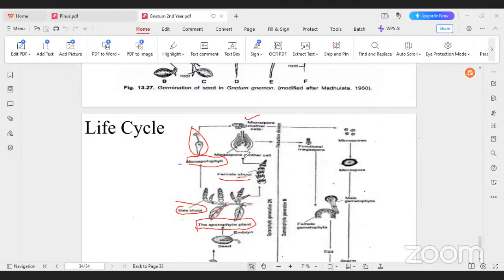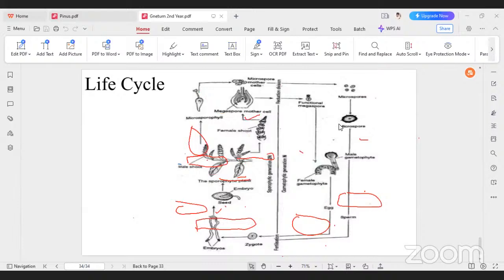Likewise, here also the female cone, megaspore, one of the megaspores, the functional megaspore. From this functional megaspore, the female gametophyte develops inside the nucellar cell. The microspore further develops into the male gametophyte. From the male gametophyte, male gametes are formed. Later, inside the female gametophyte, the egg or female gamete, the male gamete fuses, fertilization.